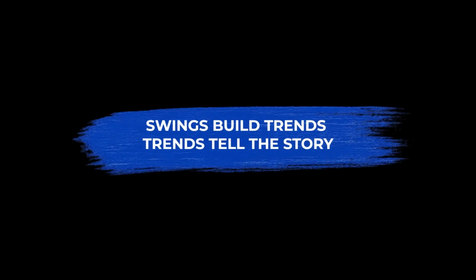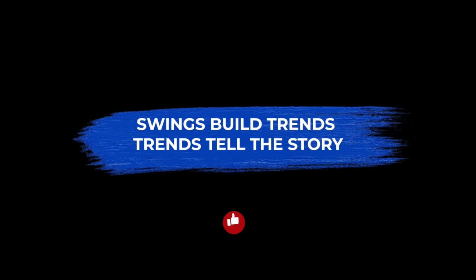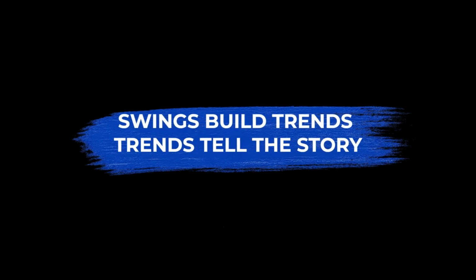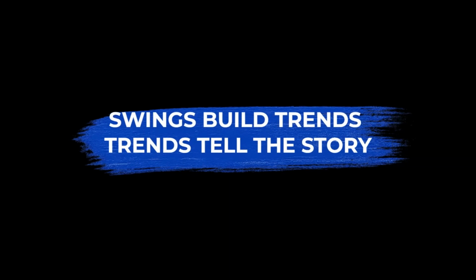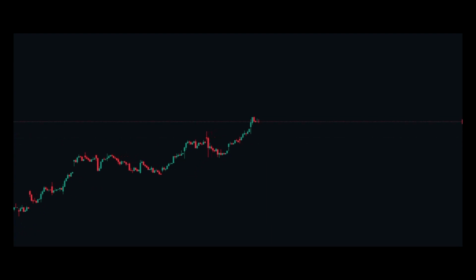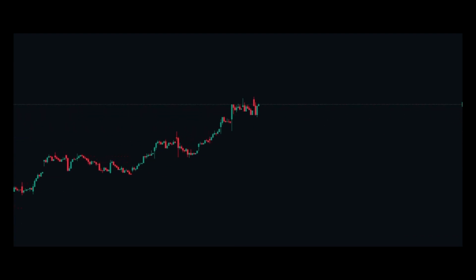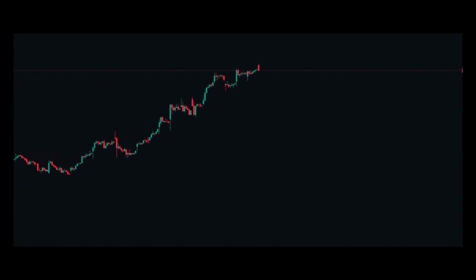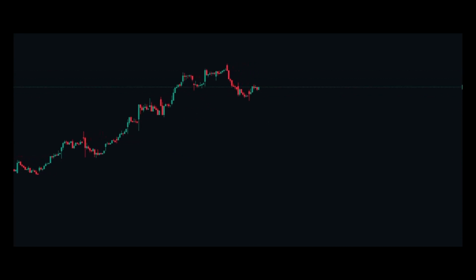Don't memorize candles. Learn to recognize swing highs and swing lows. Swings build trends. Trends tell the story. The next time you open a chart, don't ask, "Where is price?" Ask, "Where are the important swing highs and swing lows?" That one habit will make every chart easier to understand.